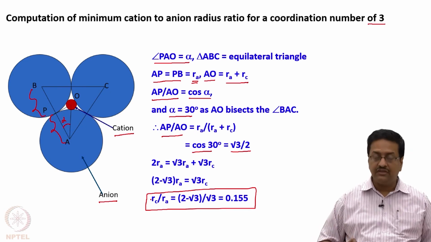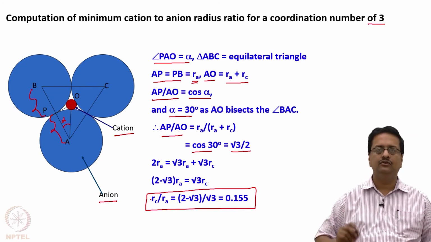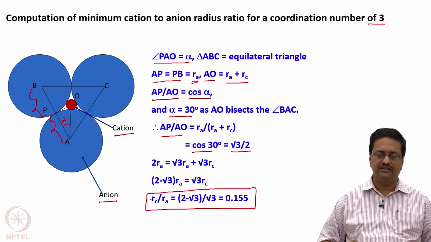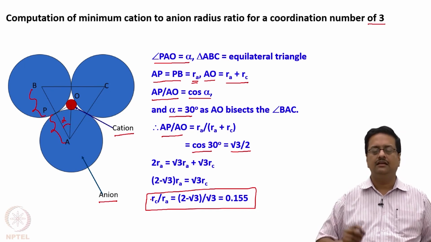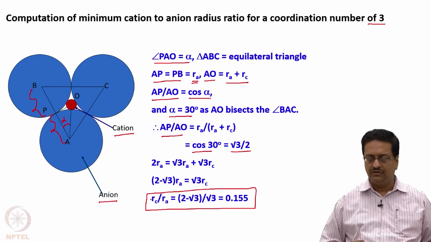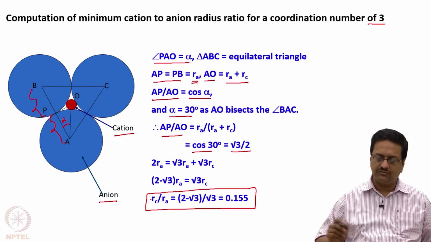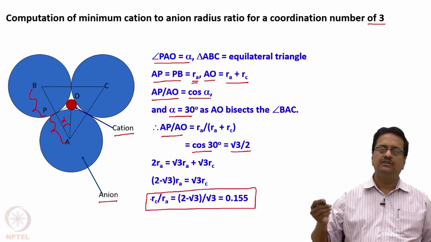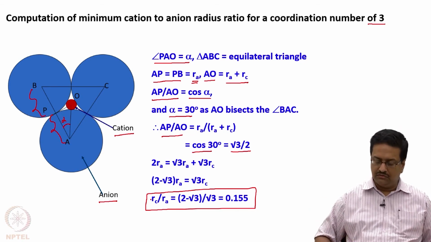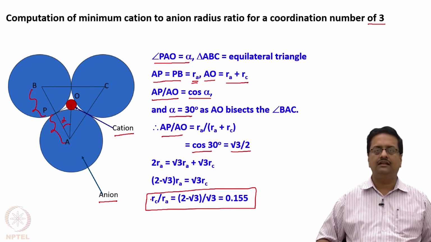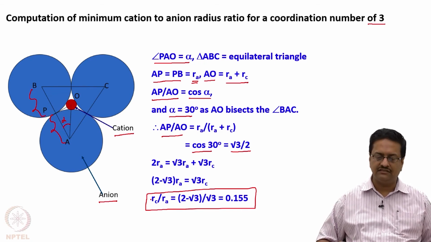This concept can be utilized when you try to calculate the ideal radius ratio for the tetrahedral interstitial. When you have a tetrahedral interstitial filled with a cation and you have 4 anions forming a tetrahedron, you would need to utilize this type of simple geometrical method to find out the corresponding radius ratio for the cation and anion in the case of tetrahedral structures.